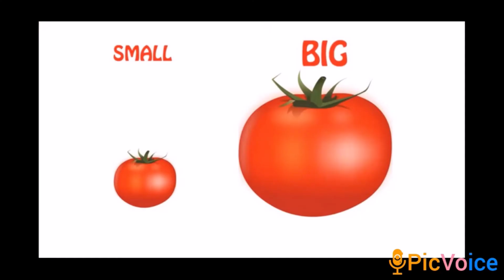Okay, children, shall we start an activity based on big and small? Okay, children, what can you see here? We can see 2 tomatoes, isn't it? We can see 2 tomatoes. The one which is on the right hand side is big and the one which is on the left hand side is small, isn't it, children?